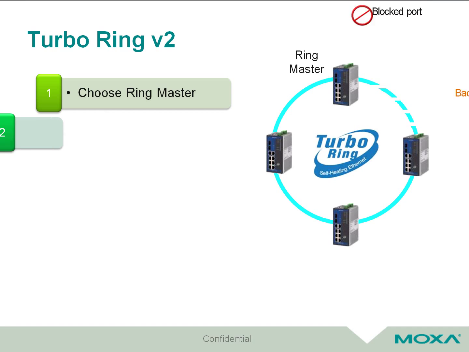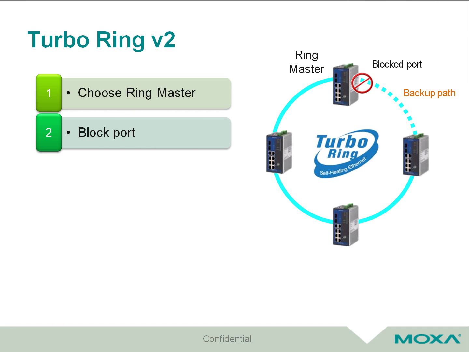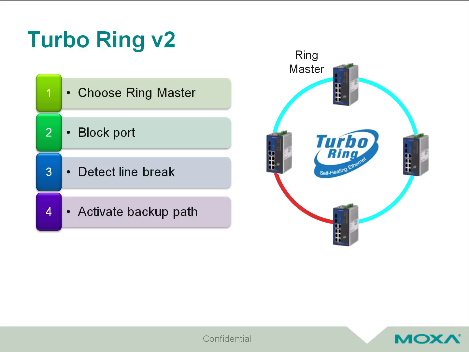It is the ring master switch that will block its second ring port and form a backup path. This way, a physical ring turns into a logical bus topology. Here is a hint for you. Wise master switch placement choices allow you to optimize bandwidth usage. If a failure happens, the backup path will be activated immediately to allow further network operation.